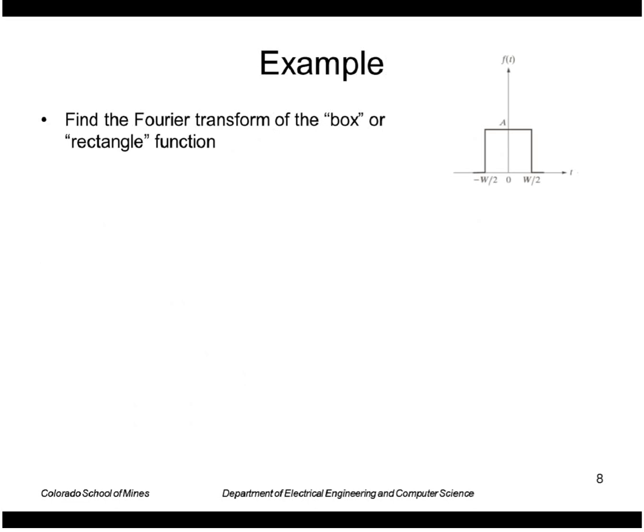Here's an example. Let's find the Fourier transform of this simple function called a box or rectangle. So this function is 0 everywhere except between minus w over 2 and w over 2.